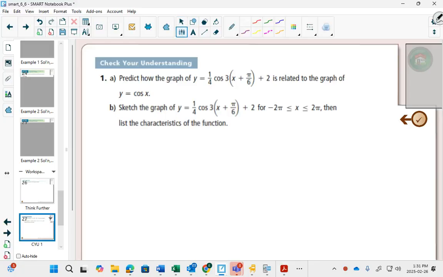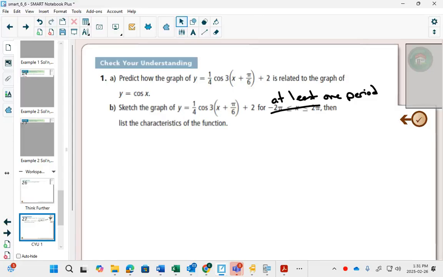First of all, we're going to change it to say at least 1 period. So in part A, when it says predict, it's sort of like a describe question. If you had to compare these two, what could we say about each of these numbers?